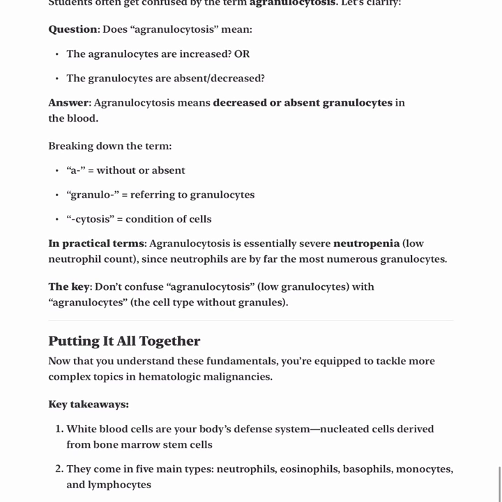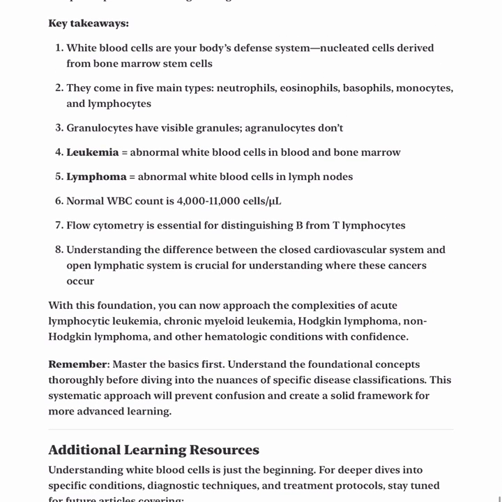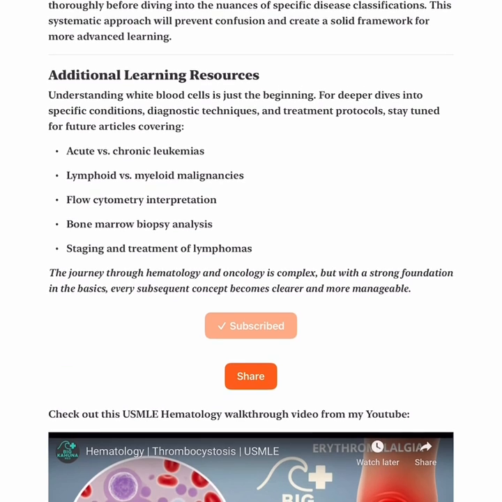All right, let's spin the block. First and foremost, white blood cells are your body's defense system. Nucleated cells derive from bone marrow stem cells. They come in five main types: neutrophils, eosinophils, basophils, monocytes, and lymphocytes. Granulocytes have visible granules. Agranulocytes don't. Leukemia is abnormal white blood cells in your blood and bone marrow. Lymphoma is abnormal white blood cells in your lymph nodes. Your normal white blood cell count is between 4 and 11,000. Flow cytometry is needed to distinguish between B and T lymphocytes. Understanding the difference between the closed cardiovascular system and the open lymphatic system is crucial for understanding where these cancers occur.